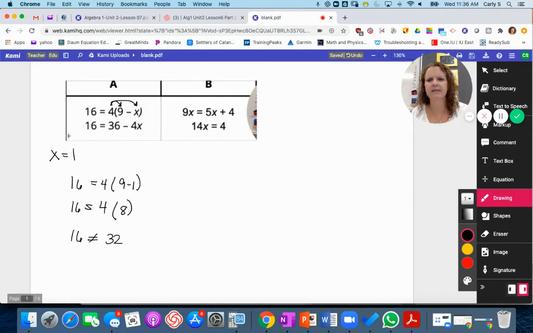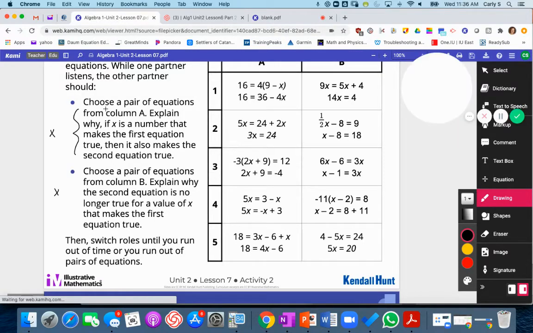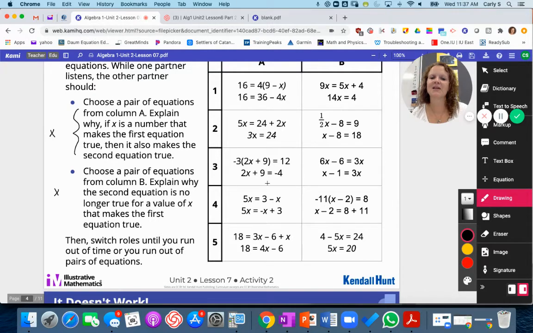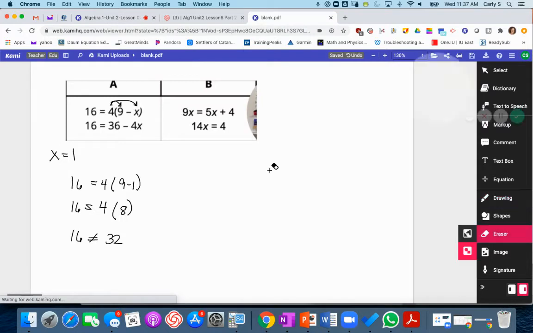Did I misunderstand the instructions? Choose a pair of equations. Explain why if x is a number that makes the first... I didn't understand the instructions. So let's rewind and try this again.